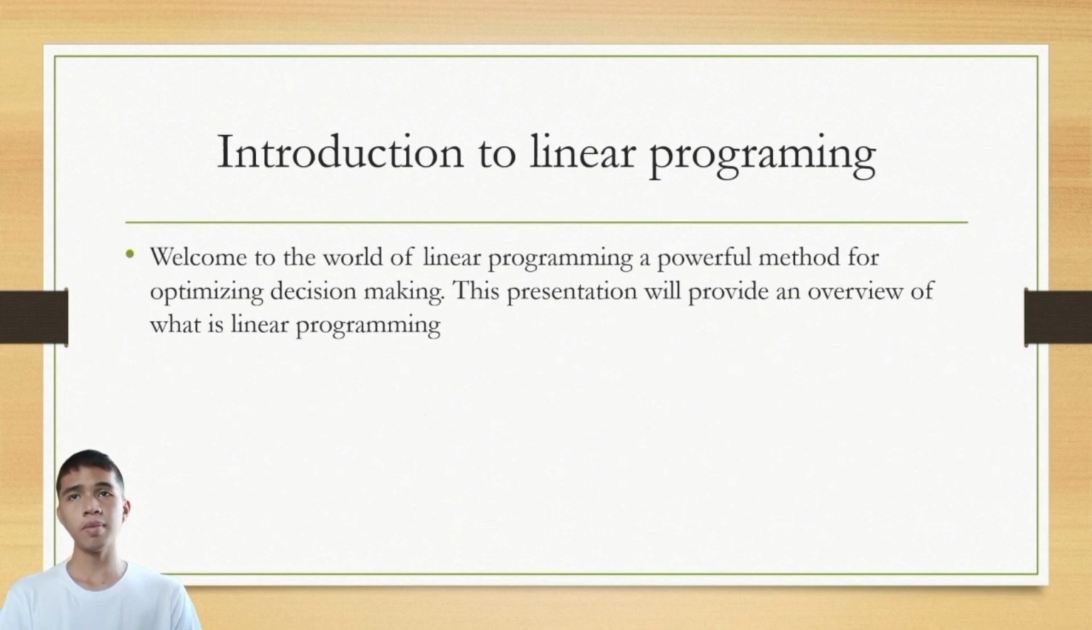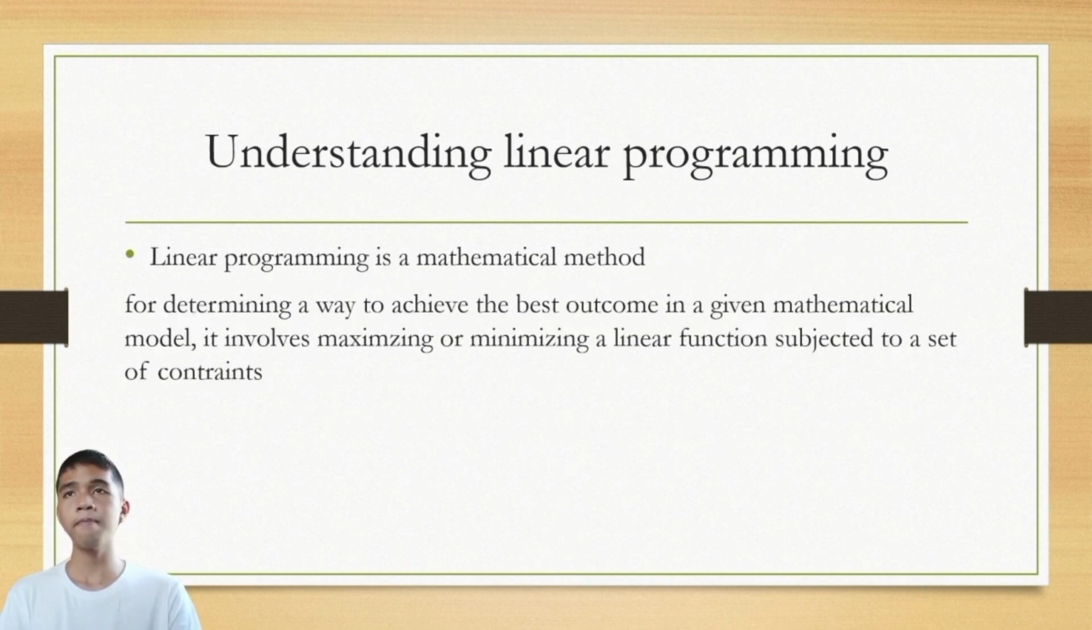What is linear programming? Linear programming is a powerful method for optimizing decision making, and in this presentation we will provide an overview of what linear programming is. Linear programming is a mathematical method for determining a way to achieve the best outcome in a given mathematical model. It involves maximizing or minimizing a linear function subjected to a set of constraints.